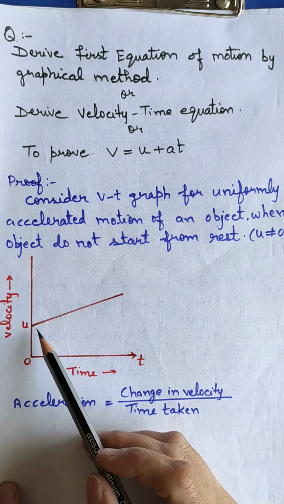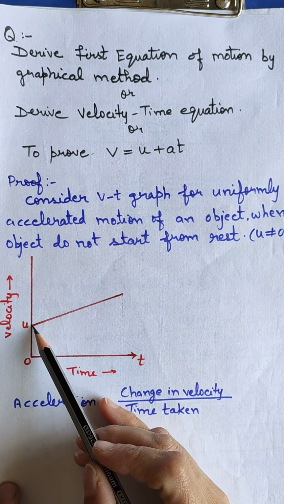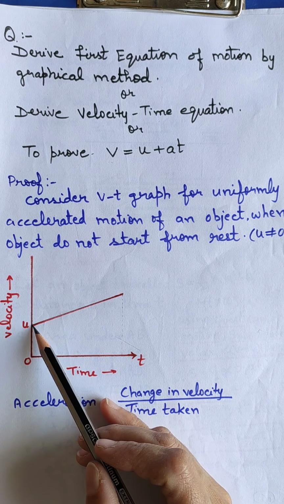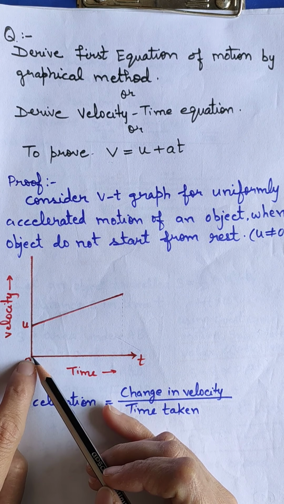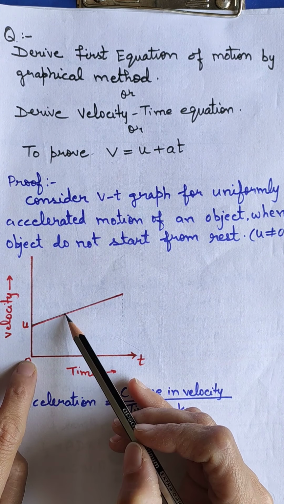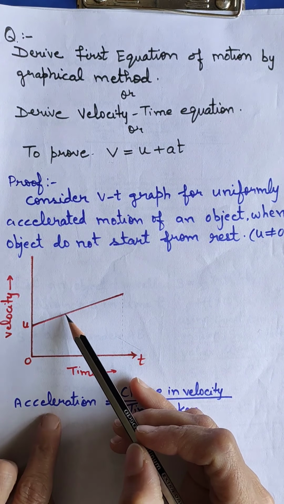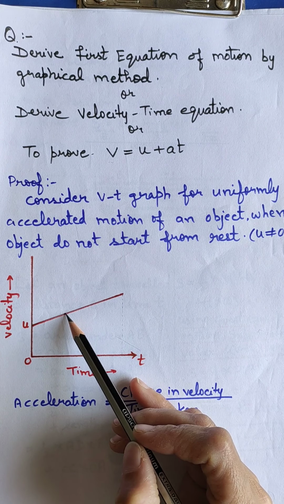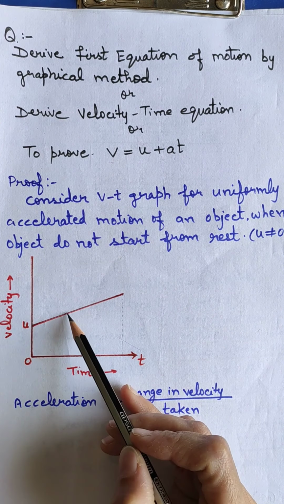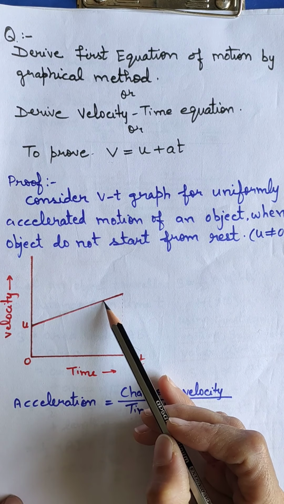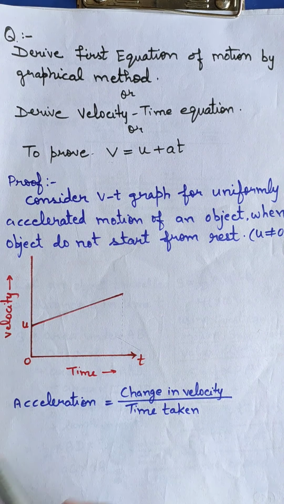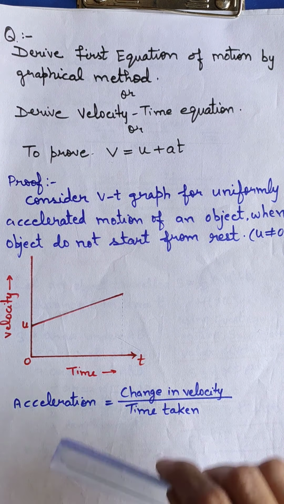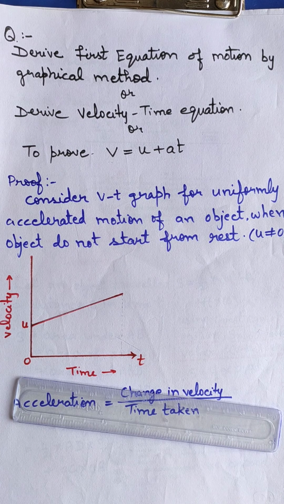When we read this graph, corresponding to this point, this is the initial velocity at time 0. If we consider any other point, corresponding to this point, this is time and this is velocity. For this point, this is time, this is velocity, and so on. So let us complete this graph and we will derive some more things.